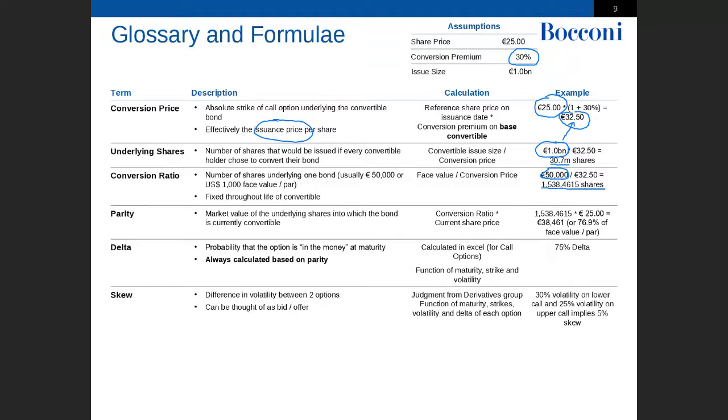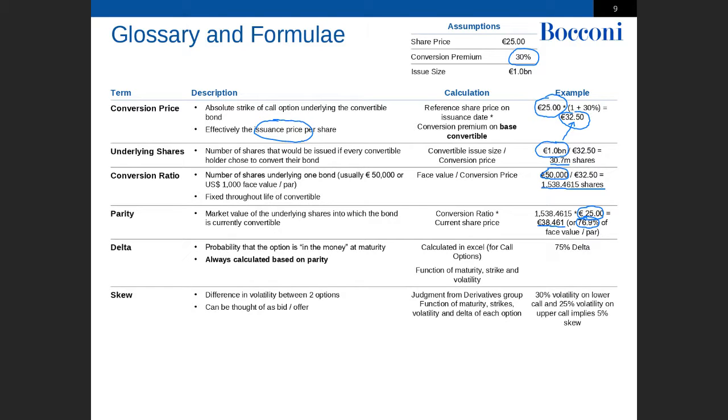So for an equity investor, the parity is de facto the conversion ratio times the share price when you issue the shares, which is equal to a value, in this case 38, that is a portion of the bond, of the par.